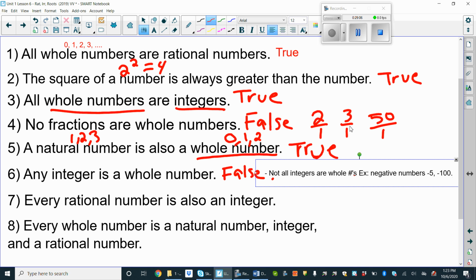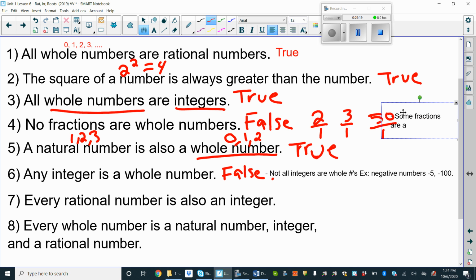And back to this one, no fractions are whole numbers. The counterexample would be some fractions are whole numbers. And I just went through some of those examples with you. Okay.